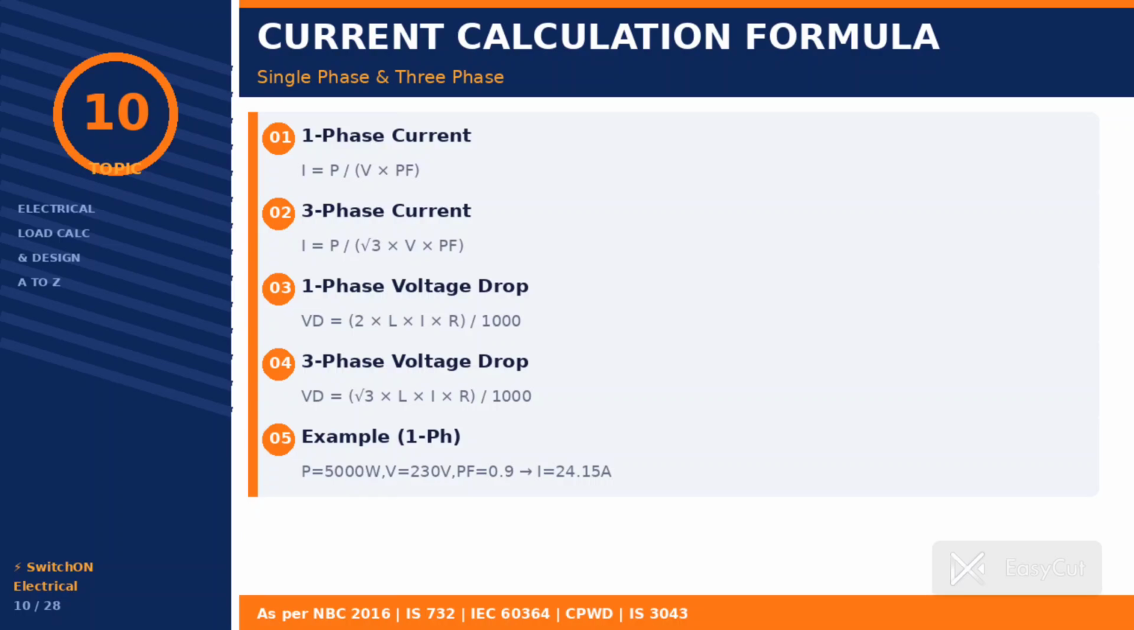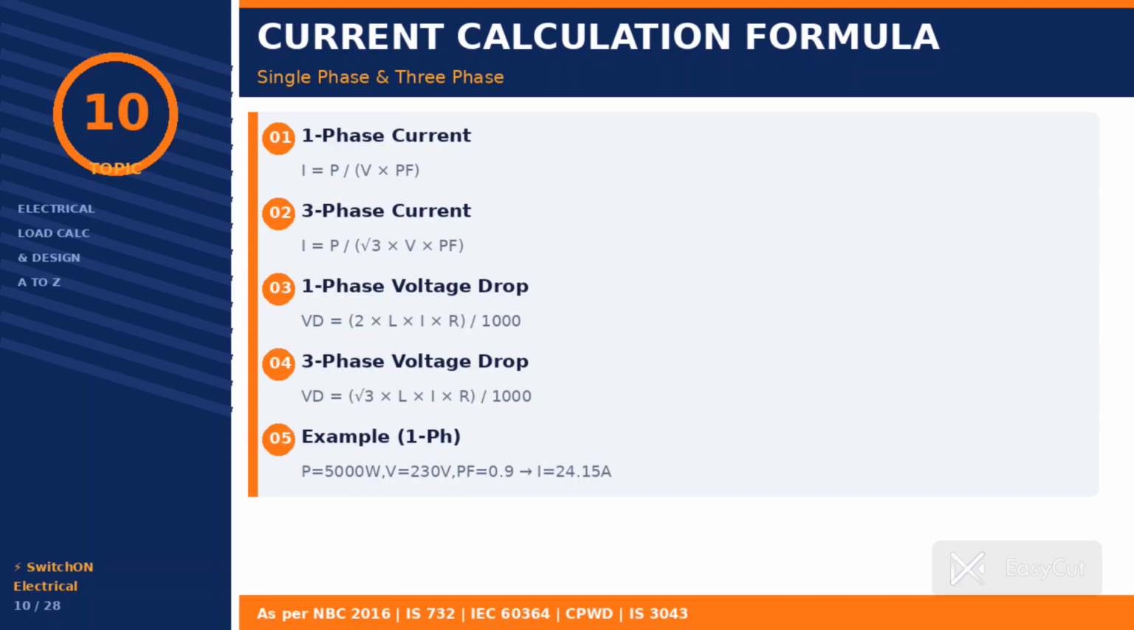How will you calculate? The very basic formula in electrical system is P is equal to VI cos phi. This is for single phase, and for 3 phase it is P is equal to root 3 VI cos phi. From that formula you will derive one more formula for current, that is I is equal to P divided by V into power factor. For 3 phase it is I is equal to P divided by root 3 into V into power factor, right?